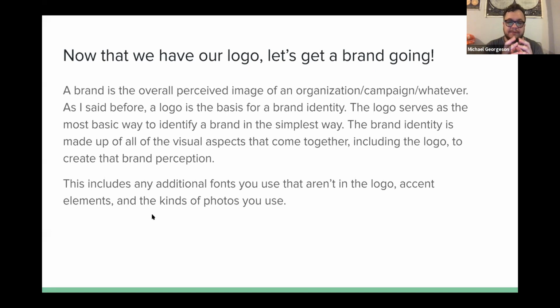So the logo is sort of the most simplified, basic way to identify a brand, and the brand identity is made up of all the visual aspects that come together, including the logo, to create that brand perception. So, for example, the perception of Bernie is friendly and hardworking. So all of those elements come together, and that perception is his brand. All of the elements that he uses, like his logo and everything else, form that perception. So that includes other fonts that you use that aren't in the logo, accent elements, and the kinds of photos you choose to use.